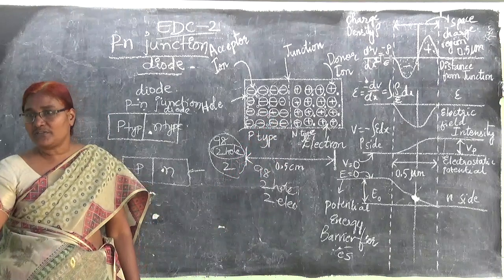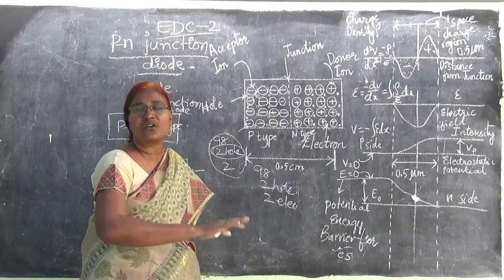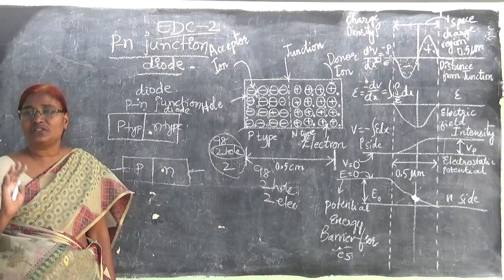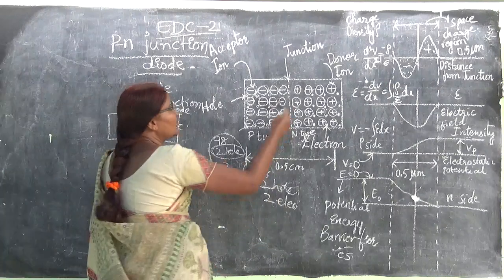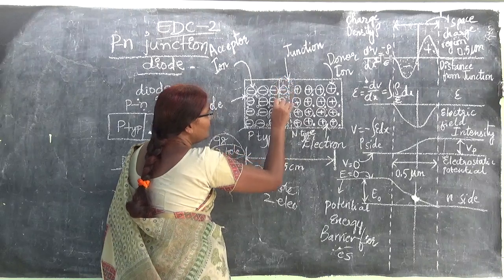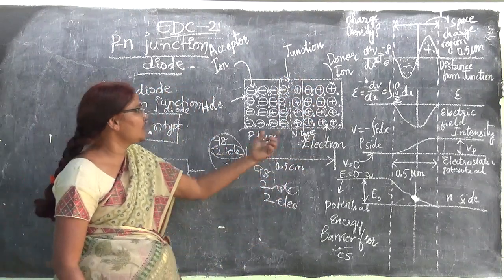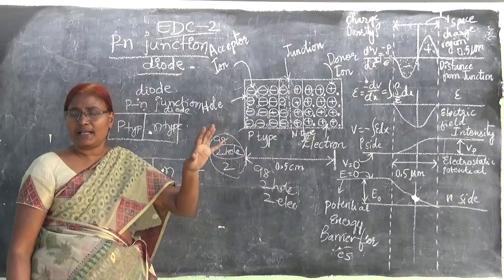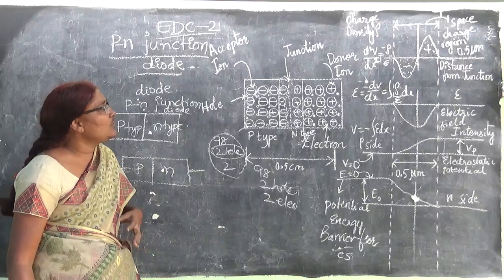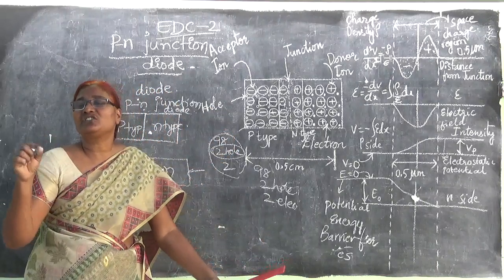And we can observe one thing here, that all holes or all electrons cannot cross the junction. Lightly, first the passage of holes and electrons will happen at this layer, the layer near the junction. When it starts, there will be a depletion of charge carriers.